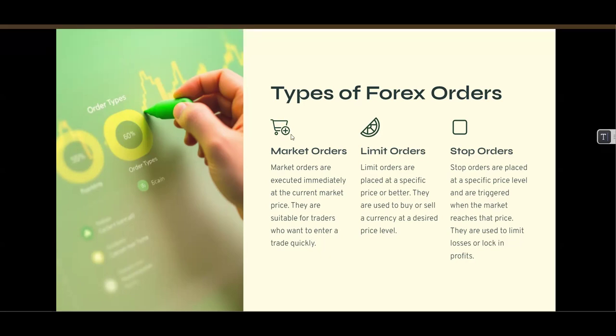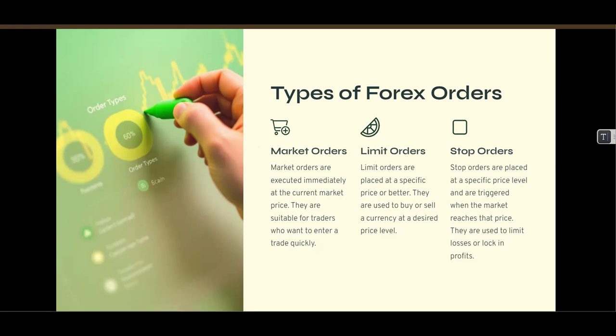Let's say I give a signal or you're just trading, you see an opportunity where you want to enter. You place a trade buy, bam, immediately it is executed. That is a market order. That is why it's saying market orders are executed immediately at the current market price.